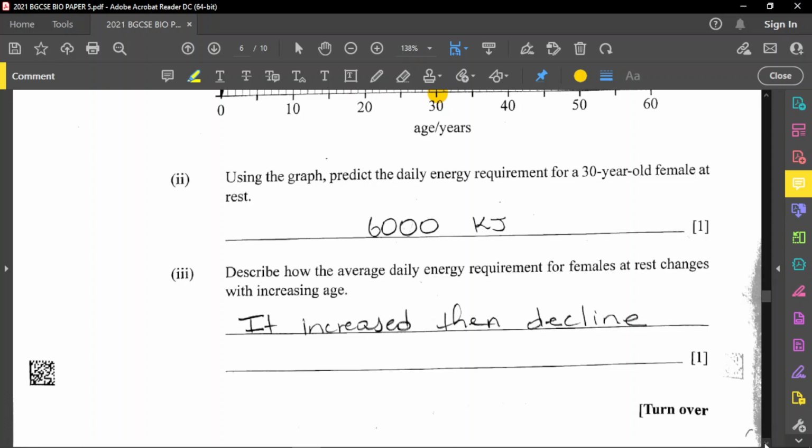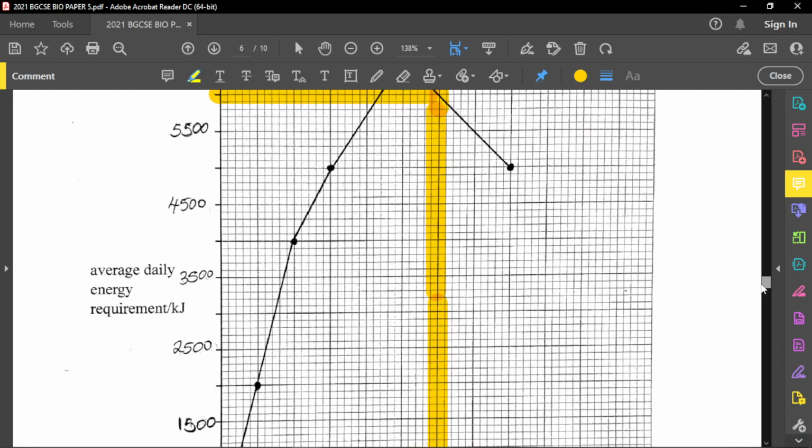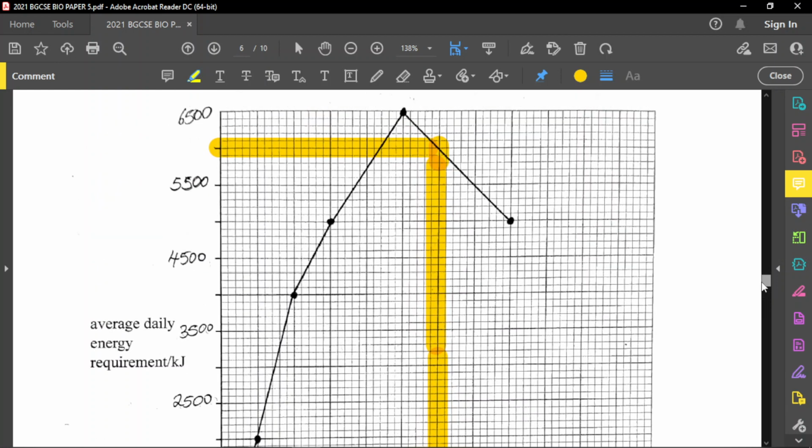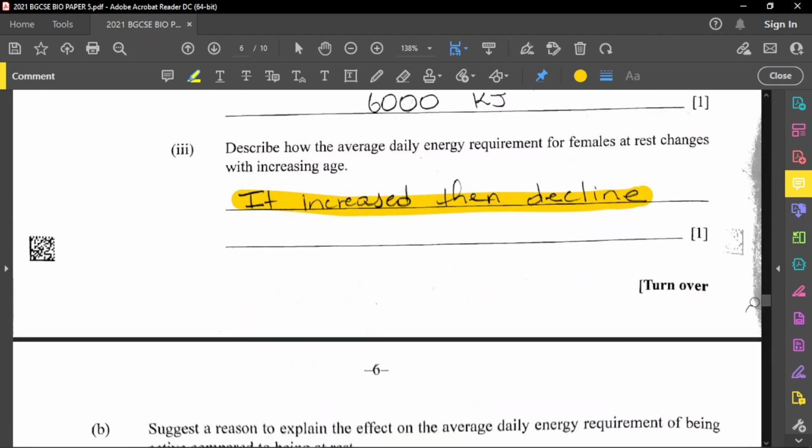Describe how the average daily energy requirement for females at rest changes with increasing time. So if you have increasing time, what you have is also increasing, then you have a decline. We notice the graph increased first, then it declined after a period of time. So the relationship is that as age increases, the energy requirement also increases, and then after a point, it will decrease. So that's the trend right there.